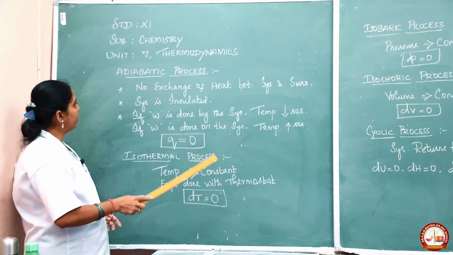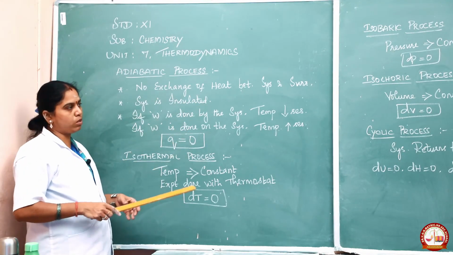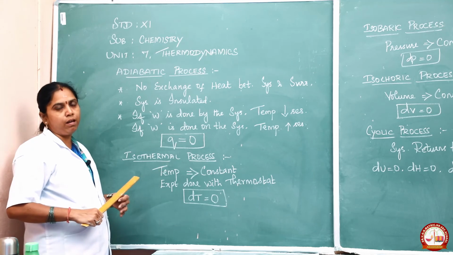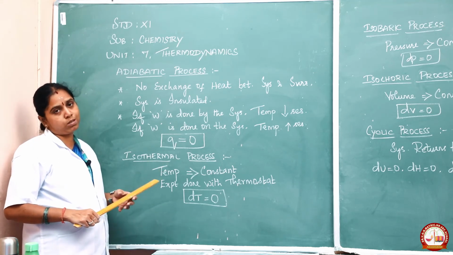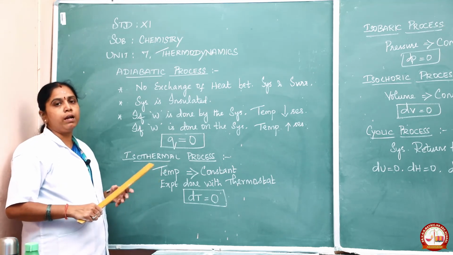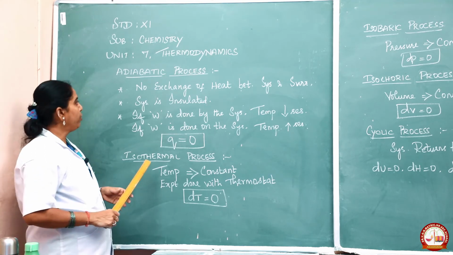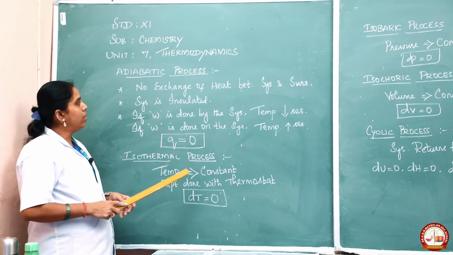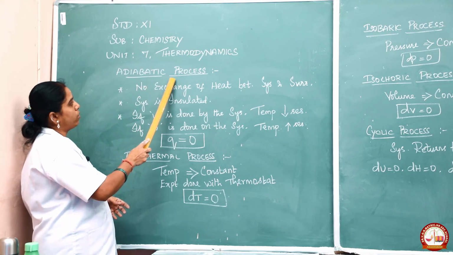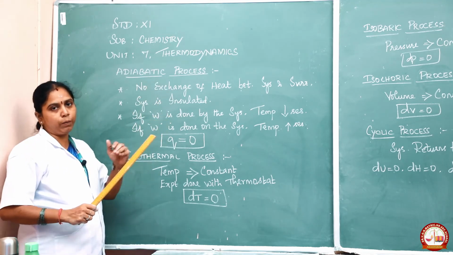We will continue with the types of processes. In the beginning we have seen reversible and irreversible. Those two processes are common processes taking place in thermodynamics. The next one is again a very important process known as the adiabatic process.